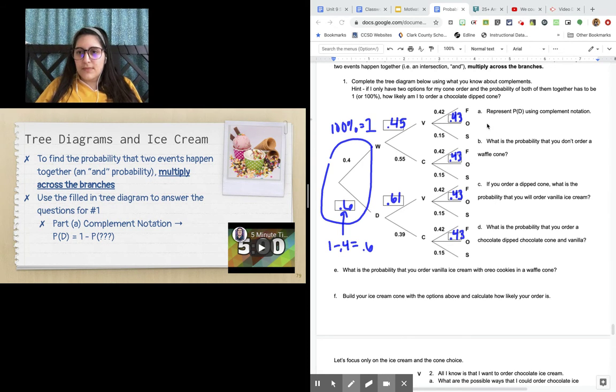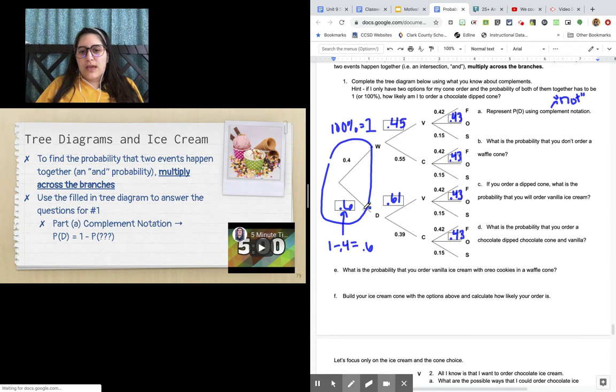So let's look at part A here. This says represent the probability of D, which is this guy right here, the dipped cone, using complement notation. I know it's been a minute since you've seen the word complement, but remember, complement means not. And you've actually been using it already to figure out what these missing probabilities are. You maybe just didn't make the connection because you did 1 minus something to get something else.